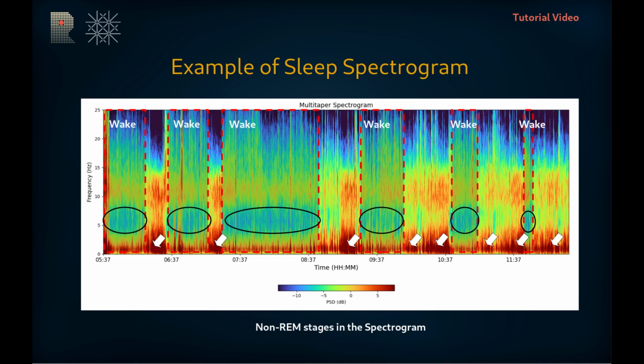As you can observe, this example is clearly an abnormal sleep spectrogram because it has a lot of long interruptions during the night, and we have not identified any REM phase.